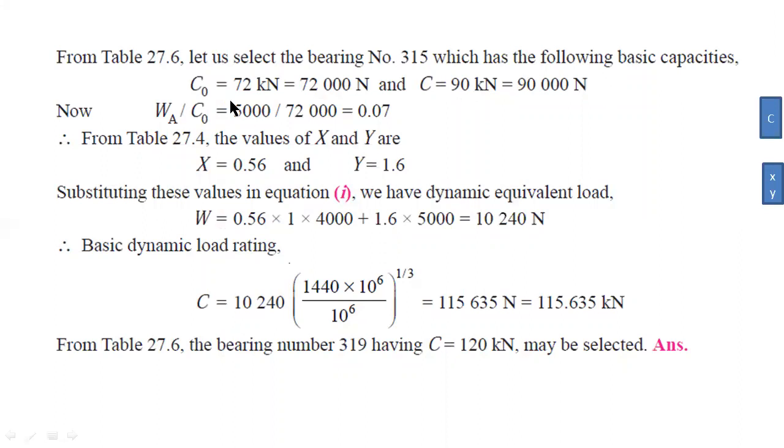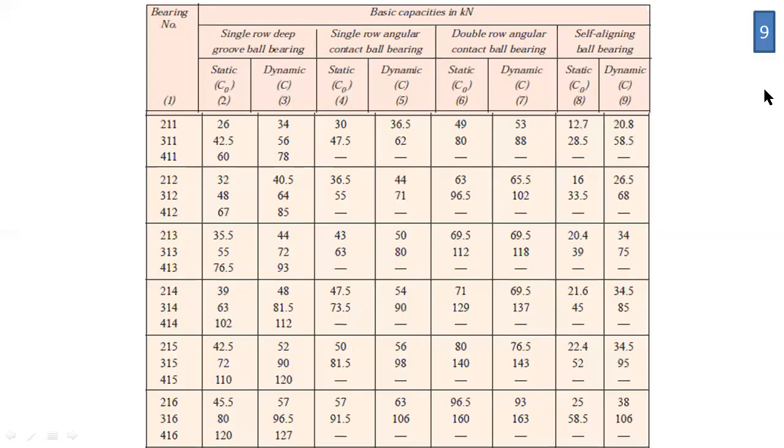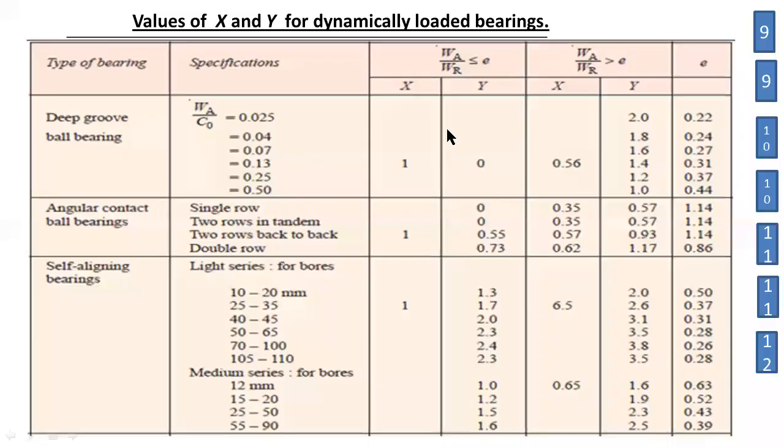Then by using the ratio WA by C naught, you have to find its value. The answer is 0.07. Then by using this ratio WA by C naught equal to 0.07, again you have to find the radial load factor and axial load factor, that is the X and Y values corresponding to 0.07. These are the X and Y values.